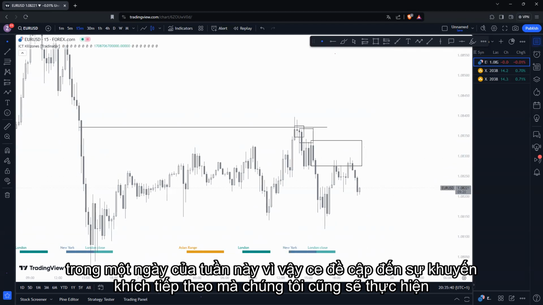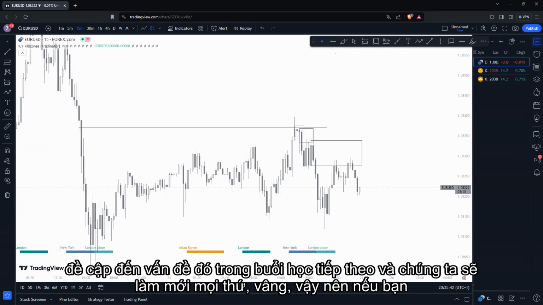CE refers to consequent encroachment. We're going to also cover that in the next session, and we're going to do a refreshment of everything.